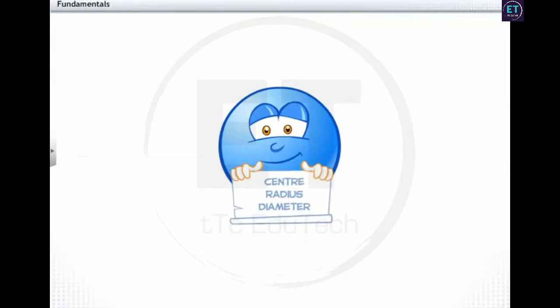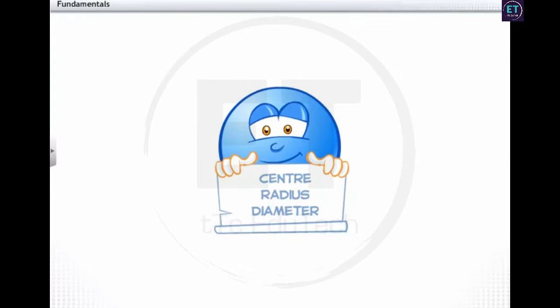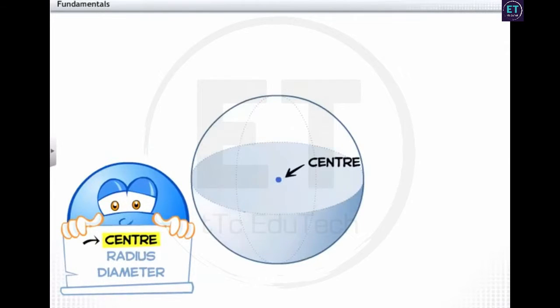Before we learn the mathematical properties of a sphere, let's understand a few fundamentals. The center of a sphere is a point which is equidistant from all the points on a sphere. The distance between the center and any point on the surface of the sphere is called the radius of a sphere. The radius is denoted by the letter r. A line passing through the center and joining two points on the opposite sides of a sphere is called the diameter of the sphere. The diameter is equal to twice the radius. It is denoted by the letter d.